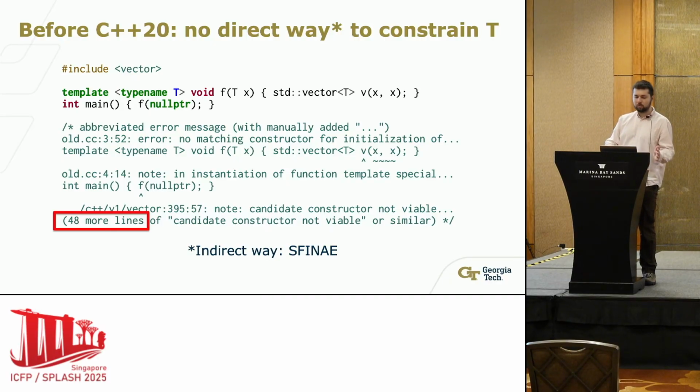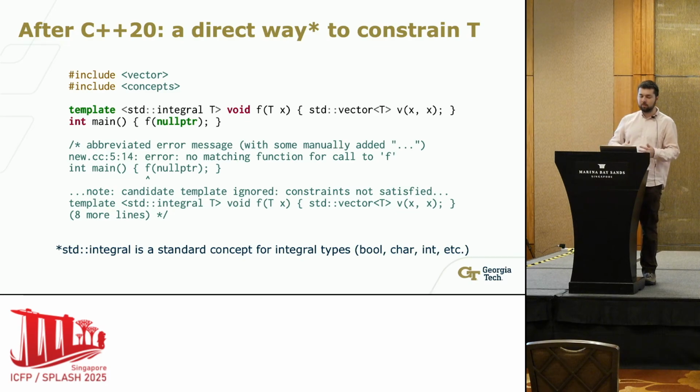After C++20, we got a new, better way of constraining types. Here you can see a type template where we have the concept of an integral constraining the type parameter T. If we try to break this again in the same way by calling it with a null pointer, we see a much shorter error message that only has 8 more lines that aren't shown. More importantly, it tells us that there's no matching function call to f. This is much more helpful in describing what the problem is and allowing a developer to try to fix the problem that's based on type parameters.